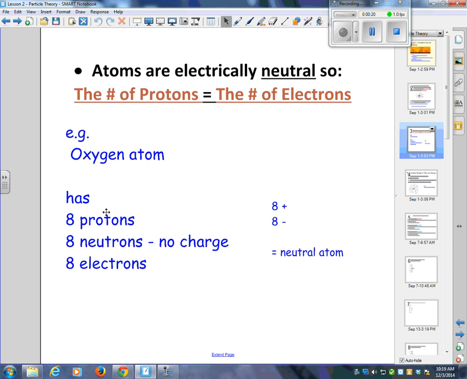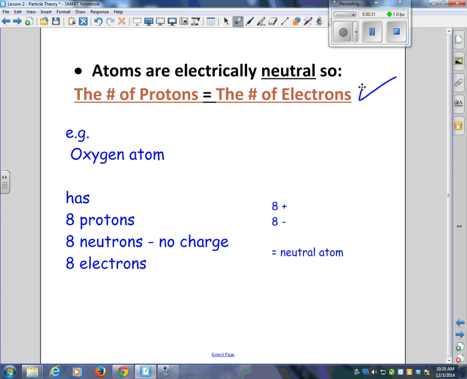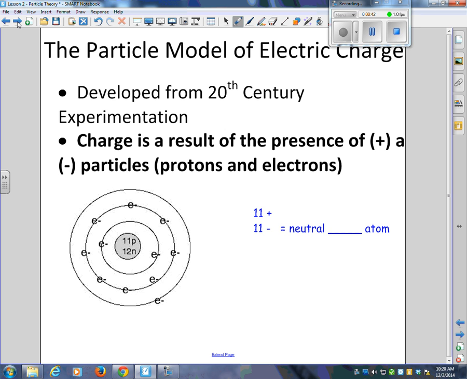The electrons are the ones that move. Atoms are electrically neutral, so the number of protons is equal to the number of electrons. That's something that you definitely should know. Oxygen is number 8 on the periodic table, which means it has 8 protons, 8 neutrons, and 8 electrons. So 8 positives, 8 negatives, neutral. 11 is sodium, Na. It has 11 protons, 11 electrons, a neutral sodium atom.